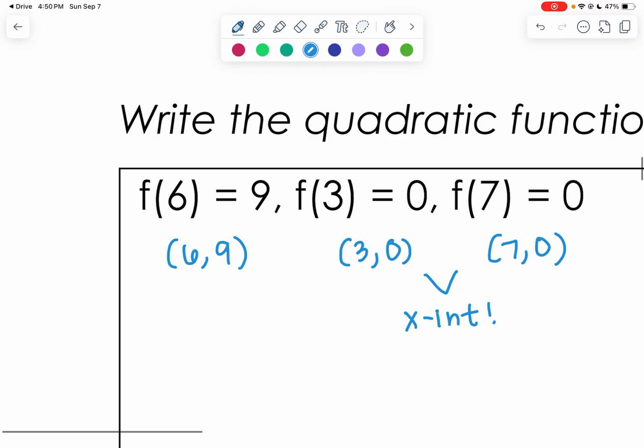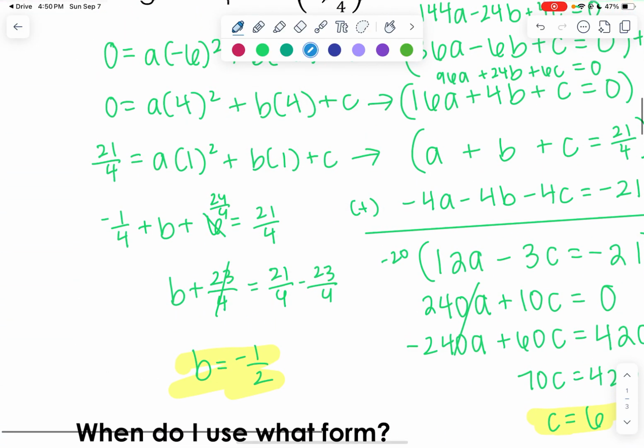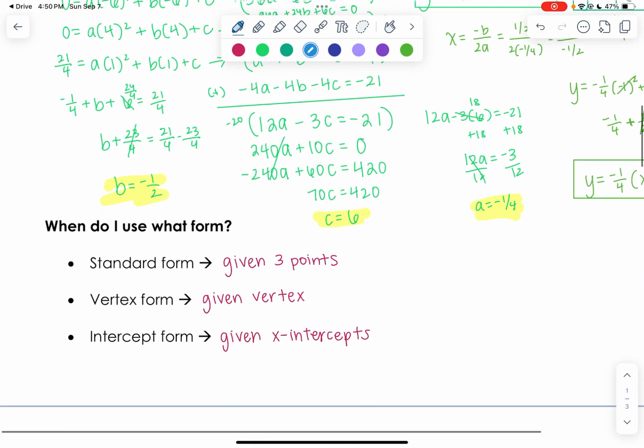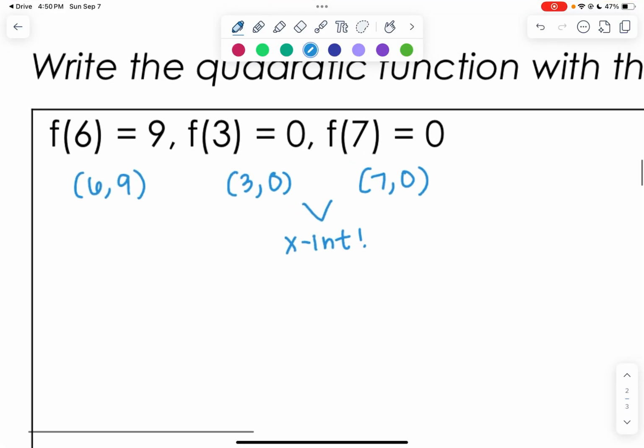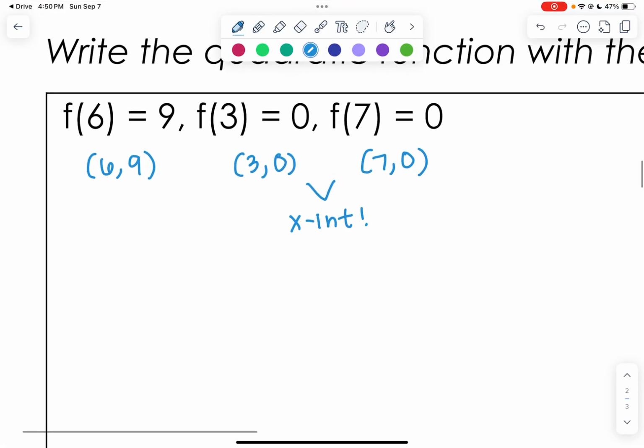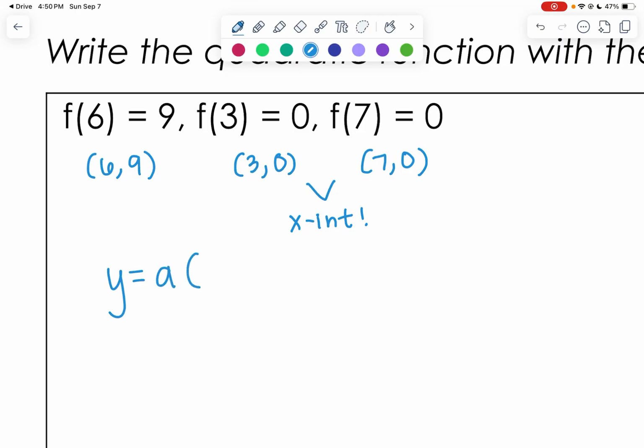So I'm going to take a much shorter route than what I did on the last one where I had to do all that to get standard form. If I have my intercepts, I'm just going to jump in with intercept form and then plug in my other point and go from there. So I don't know what y is, right? So y equals, I don't know what a is. I know my x-intercepts are 3 and 7, so that'd be x minus 3 times x minus 7.